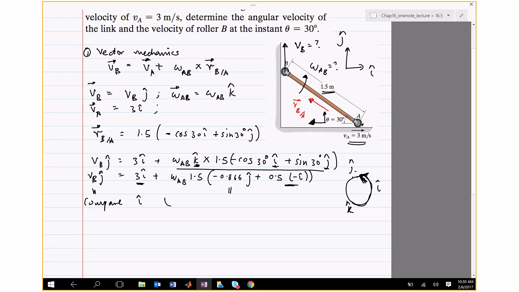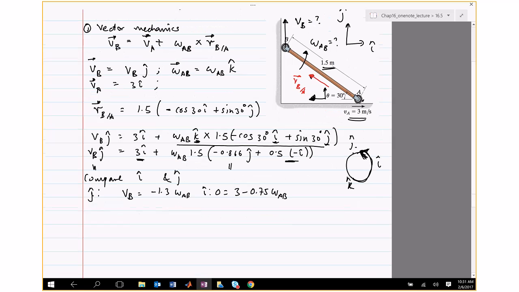Comparing i and j, what you get is VB equals minus 1.3 omega AB. This is just comparing the j component. And the second equation is 0 equals 3 minus 0.75 omega AB. This is the j and this is the i. So from this, VB equals minus 5.2 and omega AB equals 4.